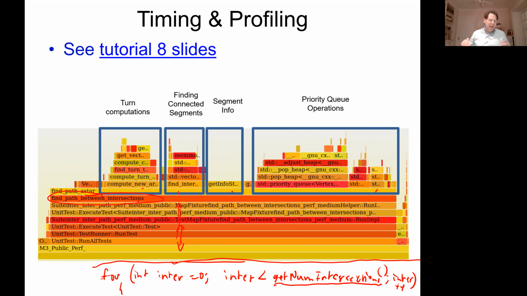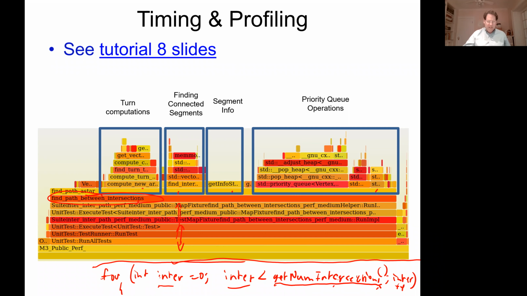The compiler analyzes your code. If it could figure out that get num intersections, which is a call into streets database, always returns the same answer, then it would only call this function once and then store the answer and use it every time you went through the loop. But generally, the compiler will not be able to figure that out.